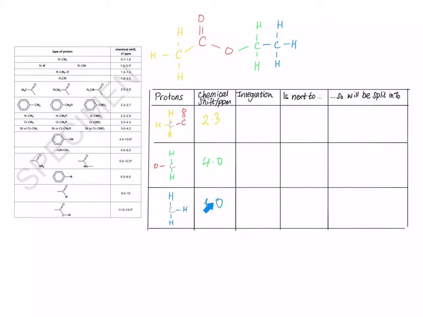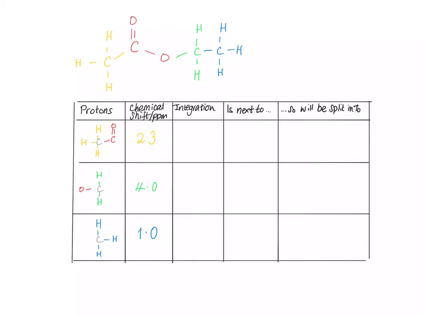All these numbers here are estimates, and they're based on the type of protons that these are. This one could come anywhere between 0.7 and 1.6. This one could come anywhere between 3.3 and 4.3. And these here, the ones next to the carbonyl, could come anywhere between 2.0 and 2.9 ppm. So when you're working out what an NMR will look like, it's often helpful to draw out a table like this. So the protons, the chemical shift, the integration, what that certain thing is next to, and what it will be split into.